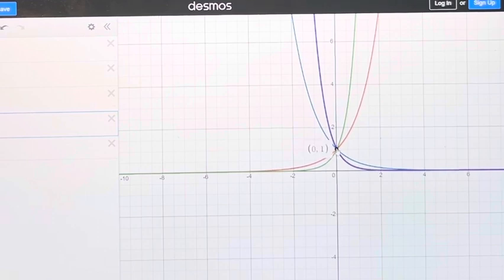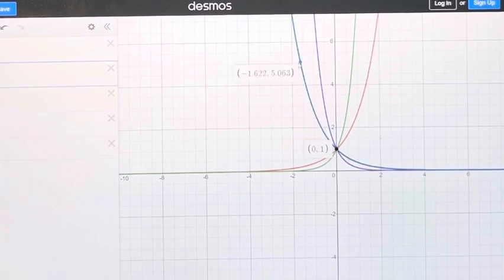Again, we can see that they're all at (0, 1), because any value to the x power for x equal to 0 is equal to 1. We can see here that they all behave in the same way and that they all go off to positive infinity in one direction and 0 in the other.